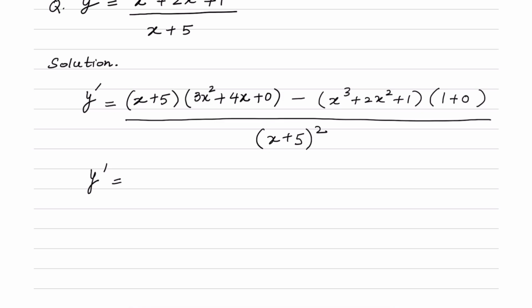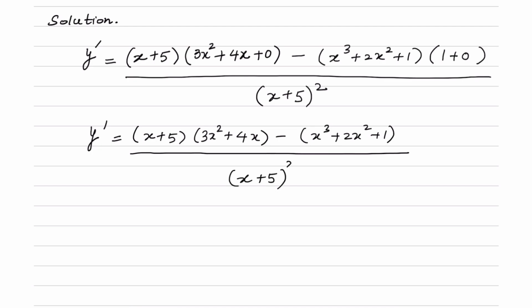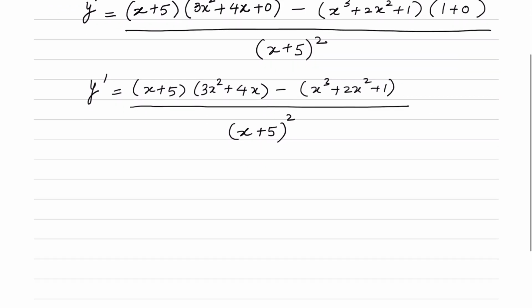And then we can simplify this expression. It is x plus 5 into 3x square plus 4x minus x cube plus 2x square plus 1. It is being multiplied by 1, so we will choose to not write it. Divided by x plus 5 whole square. So this is how we find the derivative of an expression which is written in something by something form, in the form of a fraction, by the quotient rule of derivative.